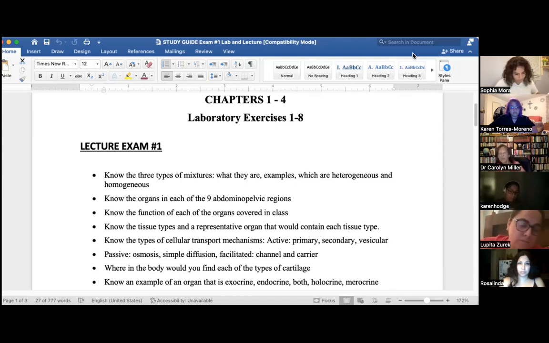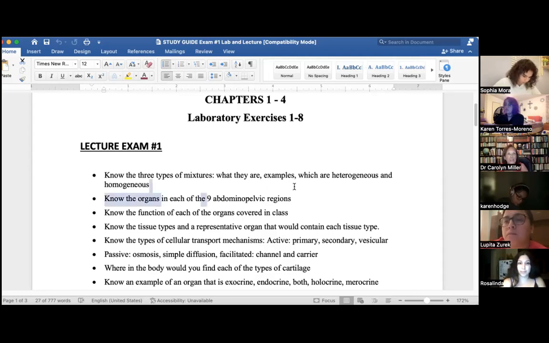Solutions are homogeneous. Suspensions are heterogeneous because once that blood sample sits, the cells settle to the bottom. And then a colloid is also heterogeneous because it's a cell. It's a cell with all of the organelles.